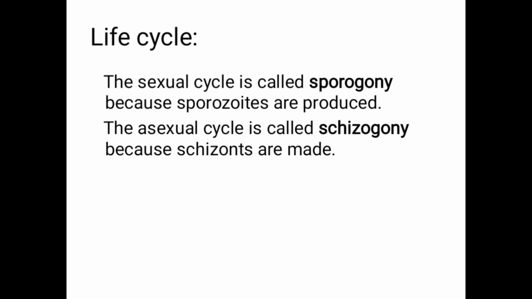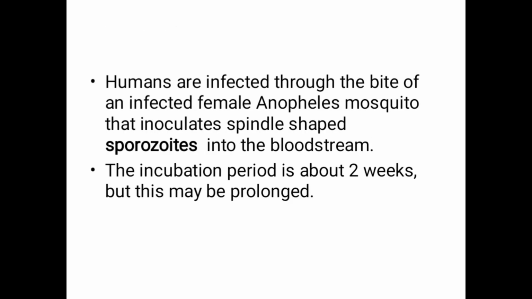The sexual cycle is called sporogony because sporozoites are produced. The asexual cycle is called schizogony because schizonts are made in this cycle, okay? Humans are infected through the bite of an infected female Anopheles mosquito, just the female Anopheles. The male Anopheles does not carry the parasite and does not infect the human being, okay?